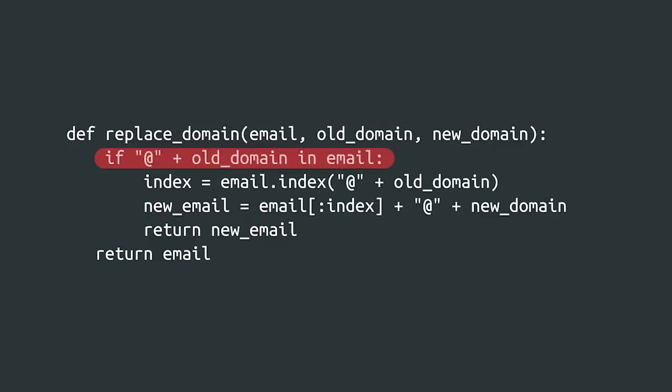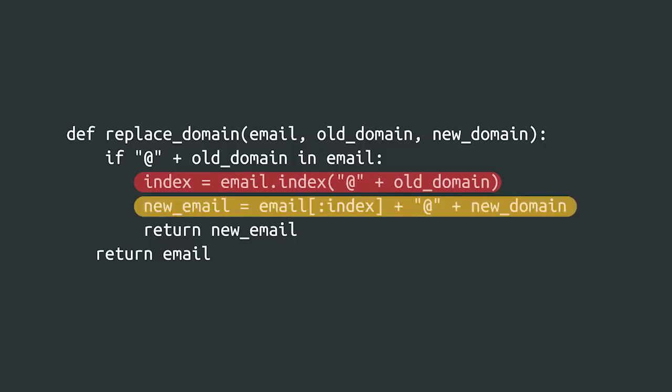In the first line of the body of the function, we check if the concatenation of the @ sign and the old domain are contained in the email address using the keyword in. We check this to make sure the email has the old domain in the portion that comes after the @ sign. If the condition is true, the email address needs to be updated. To do that, we first find out the index where the old domain, including the @ sign, starts. We know that this index will be a valid number because we've already checked that the substring was present.